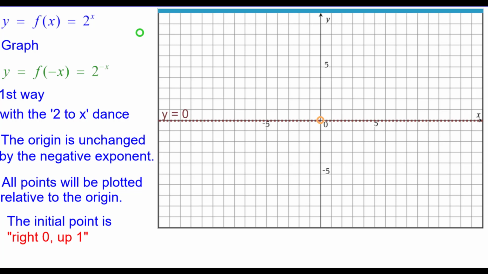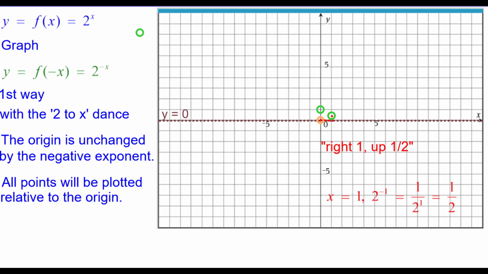The first point is right 0 up 1, and the reason for that is when x is 0, 2 to the opposite of 0 is 2 to the 0, which is still 1. From there, right 1 up a half. X equals 1, so 2 to the opposite of 1 is 2 to the negative 1, which is 1 over 2, which is a half. Right 2 up a quarter, 2 to the negative 2 is 1 over 2 squared, which is 1/4.